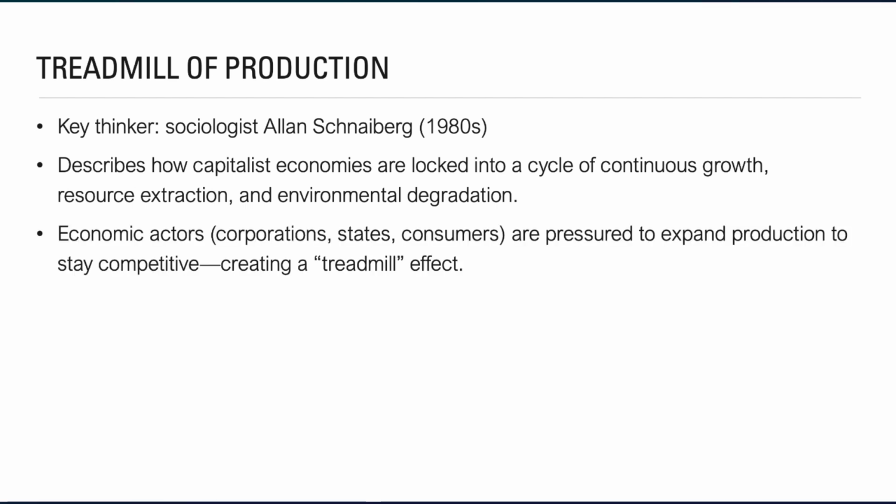In a capitalist system, economic actors like corporations, governments, and even us, the consumers, are locked into a cycle of continuous production and expansion. Firms must grow to remain competitive. Governments must promote growth to maintain employment and tax revenue to maintain popularity. Consumers are encouraged to spend more to sustain demand. This creates a self-reinforcing loop. More production leads to more resource extraction, more pollution, and more ecological disruption.